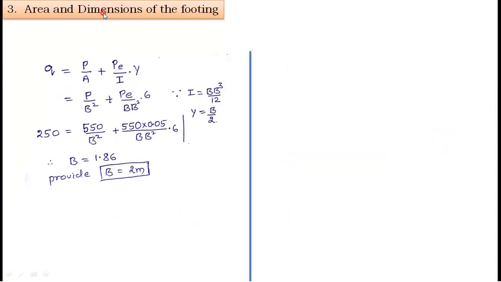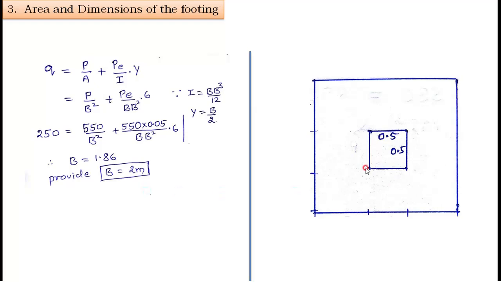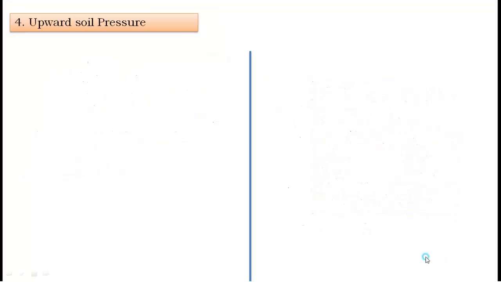Coming back to the problem, area and dimensions of the footing. Q equal to, we know, P by A plus PE by I into Y, the maximum stress, and there I consider Q as 250, the SBC given, and I substitute all the values which I know except B. Then B I will get 1.86. We will provide it as 2 meter. That dimension I can show here. This is a square footing, 0.5 by 0.5 is the column dimension, and we will get a projection of 0.75 on all sides. It means 0.75 plus 0.75 is 1.5, plus 0.5, is 2. This is 2 meter, this is 2 meter.